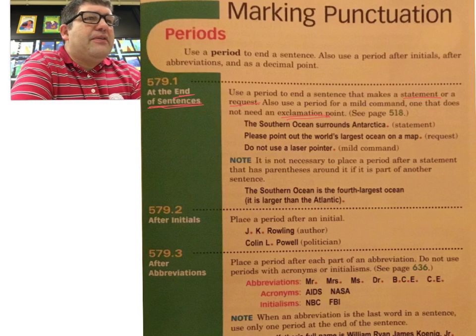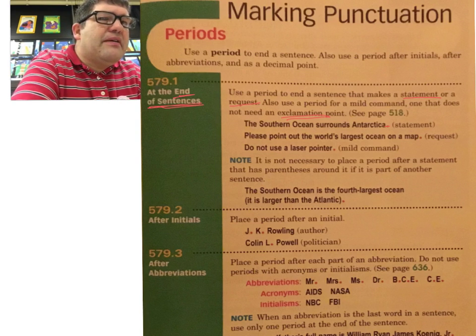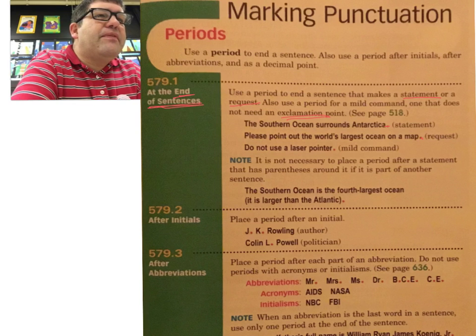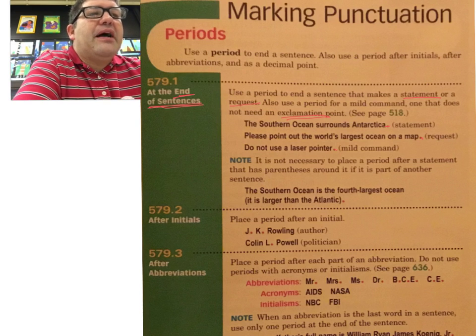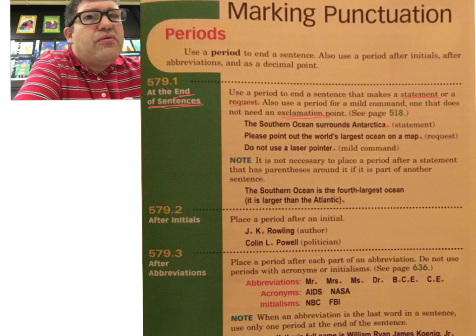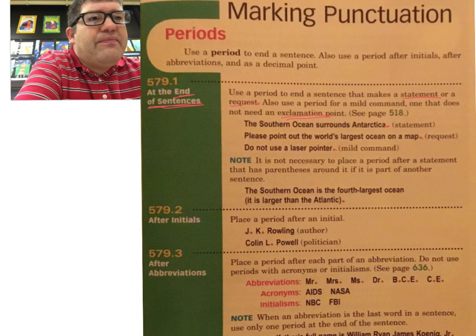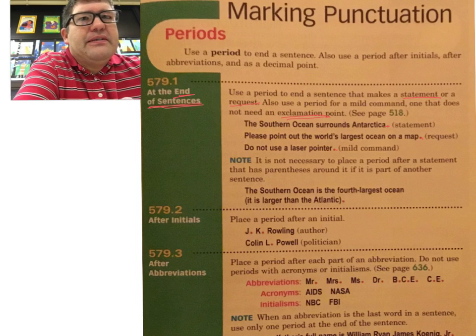Let's look at some examples I have here. The Southern Ocean surrounds Antarctica. It's just a statement, so you put a period at the end. Please point out the world's largest ocean on a map. Period. It's a request. And then this one, do not use a laser pointer. That is a mild command. The way I would change that to be an exclamation would be, don't use the pointer, or don't use it. Then you get not so much a mild command, more of a direct one. But this one, do not use a laser pointer. That's just a period.